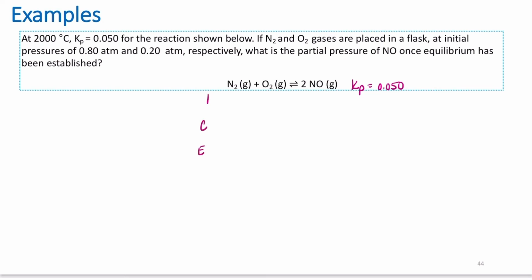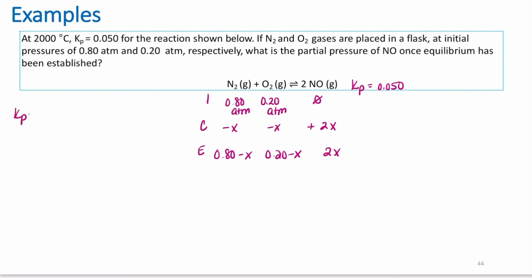So let's see, initially my N2 has 0.80 atmosphere and O2 is 0.20 atmosphere, and I don't have any NO to start. N2 is a reactant, so minus X. O2 is a reactant, minus X. There's 1 mole of each one, plus 2X for 2 moles of NO. At equilibrium, 0.80 minus X, 0.20 minus X, and 2X.